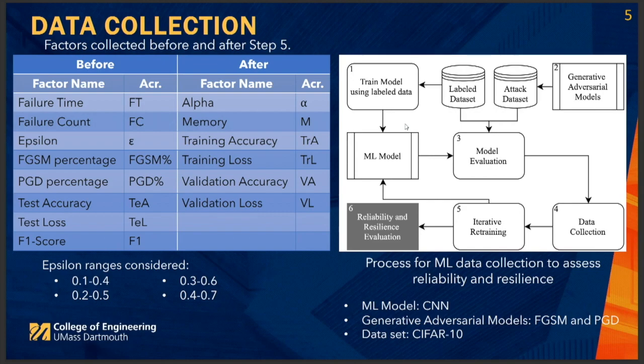Once we collect this first part, we perform the adapted adversarial retraining, and then we collect information about that as well, about the accuracy and loss of the model, and also about how much memory is used for the retraining. And then we repeat this process several times until we have enough data for the reliability and resilience models.